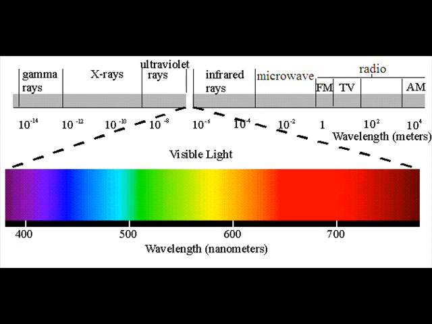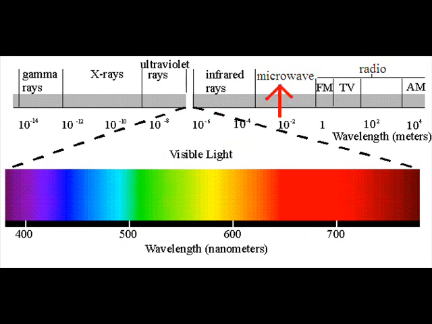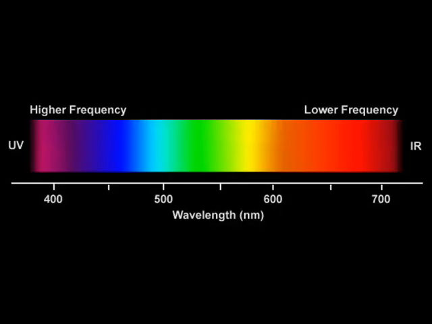Alright, so the electromagnetic spectrum from left to right goes gamma ray, X-ray, ultraviolet, visible light, infrared, microwaves, and radio waves. And visible light is in between ultraviolet and infrared. And visible light has this spectrum that goes from left to right: violet, blue, green, yellow, orange, and red.